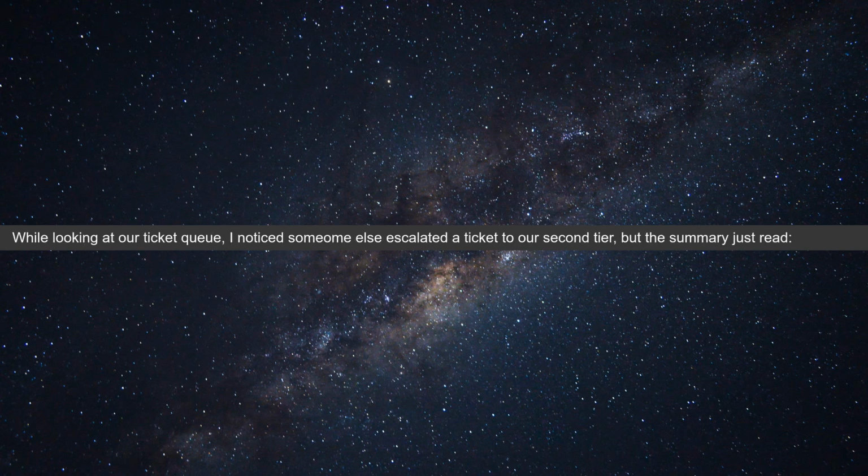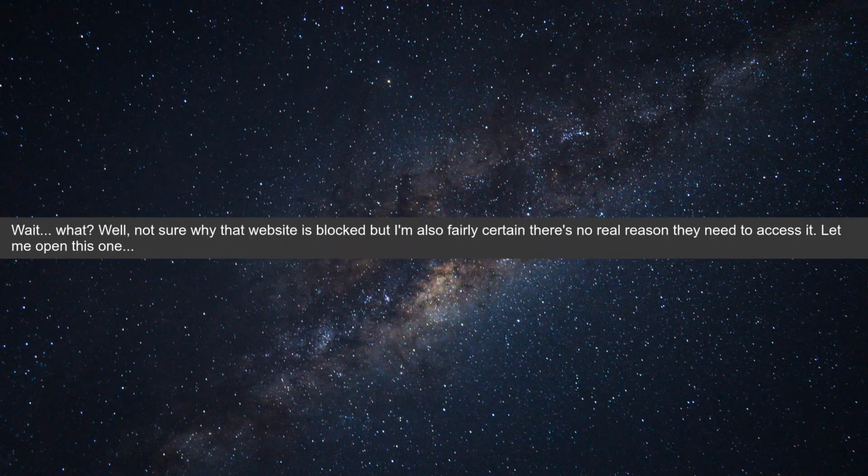While looking at our ticket queue, I noticed someone else escalated a ticket to our second tier, but the summary just read, "Employee would like to access clothing store website to make a purchase." Wait, what? Well, not sure why that website is blocked, but I'm also fairly certain there's no real reason they need to access it. Let me open this one.